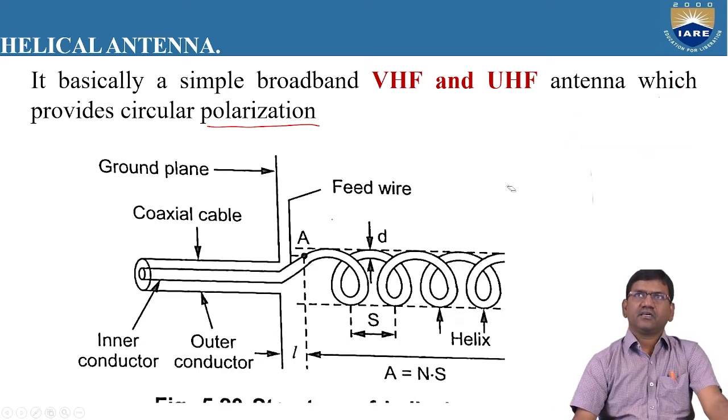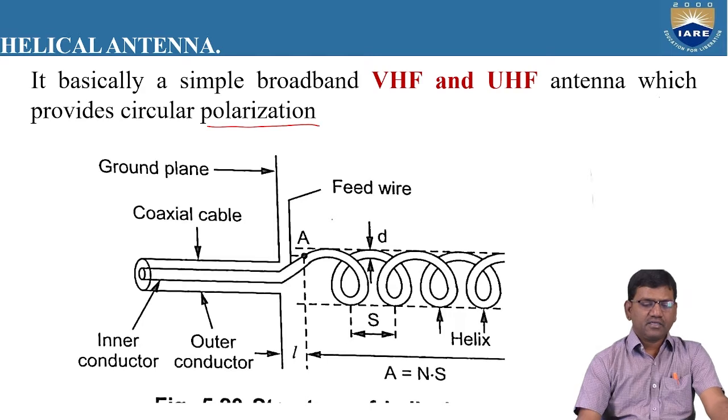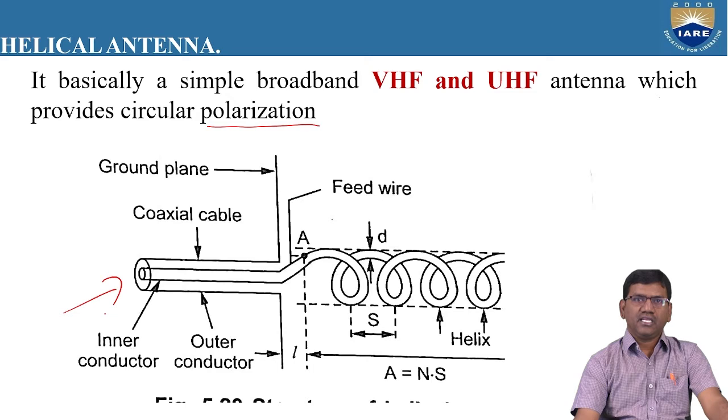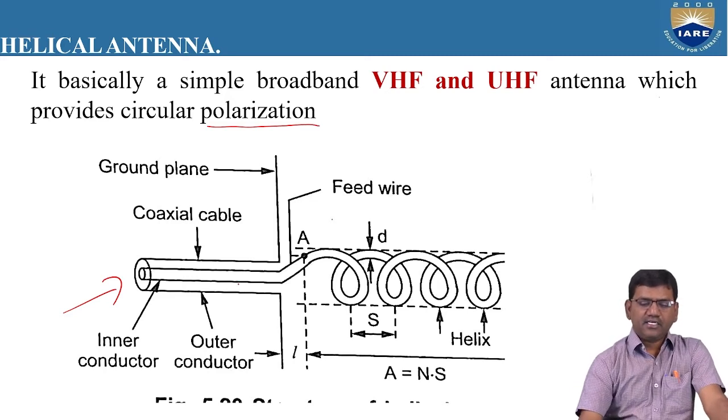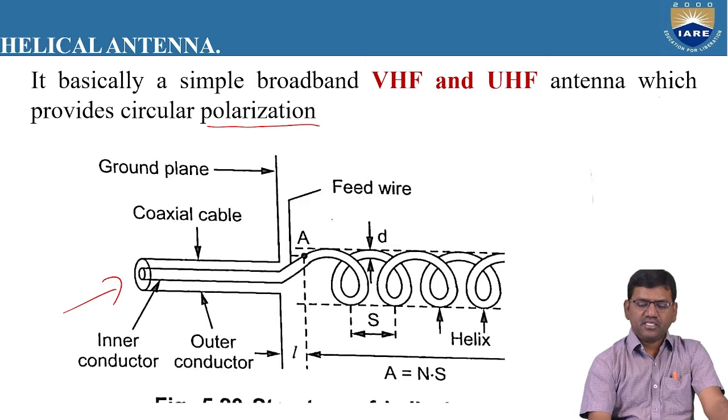Here we can see on the display the basic construction of the helical antenna. You can see at the end of the helical antenna there is an inner conductor and an outer conductor. The inner conductor is wound in the form of a loop with n number of turns. Here there are 4 turns.